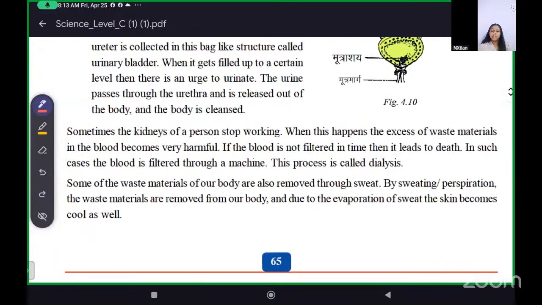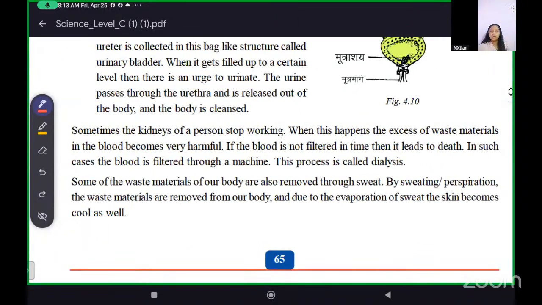Sometimes the kidneys of a person stop working. What happens then? When this happens, the excess of waste material in the blood becomes very harmful. If the blood is not filtered in time, it may lead to death. Kidneys play a very vital role in filtration of blood. You must have heard the term kidney failure. In that case, the kidneys stop working.